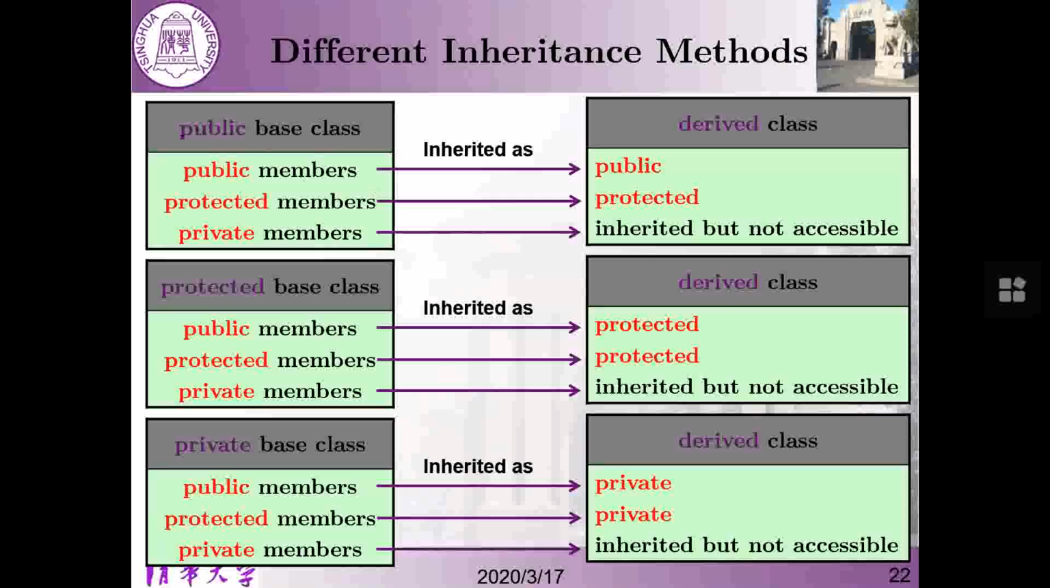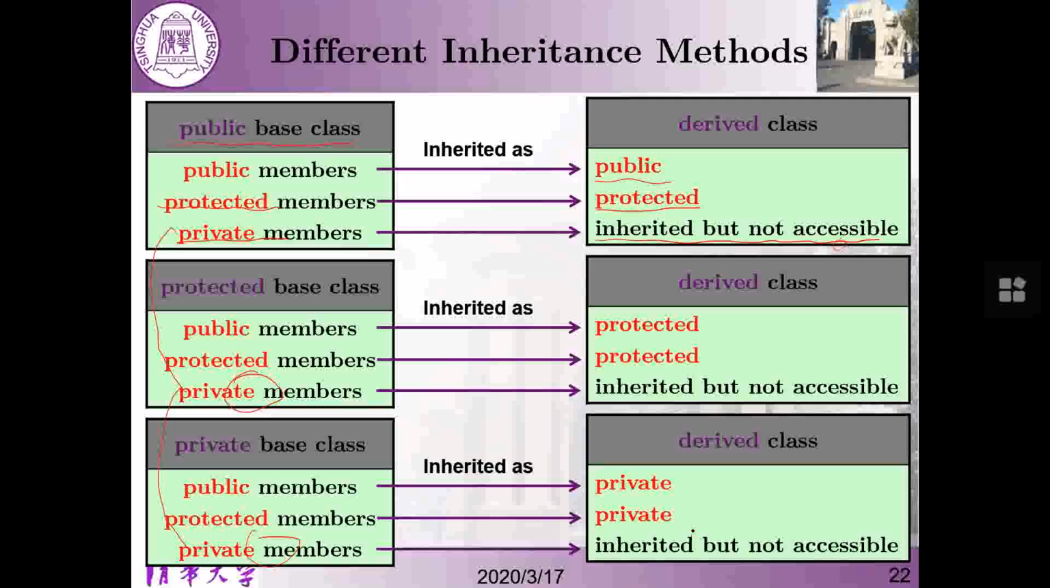So for public base class, if we use public inheritance, then public members in the base class remain public, and protected members of the base class remain protected. Private members are inherited but not accessible. We can see here that for all three different ways of inheritance, all the private members are not accessible in the derived class.